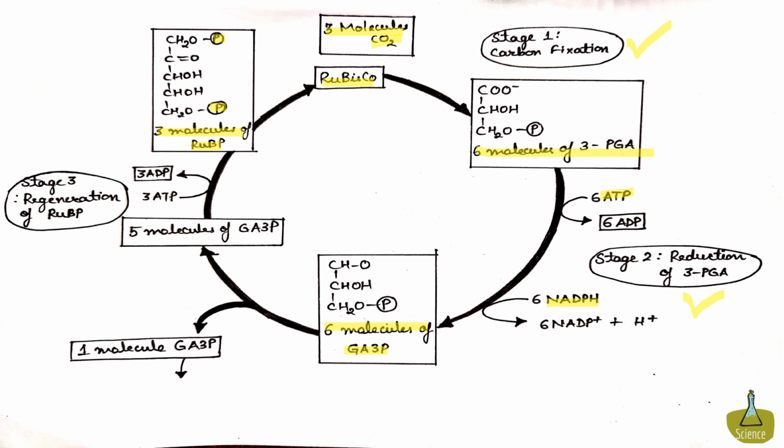Now out of these 6 molecules, one molecule of glyceraldehyde 3-phosphate exits the Calvin cycle for the formation of the glucose molecule, right? And the remaining 5 molecules of glyceraldehyde 3-phosphate regenerate into the 3 molecules of Ribulose 1,5-bisphosphate, and this cycle carries on like this by the addition of 3 ATP molecules. This third step is termed as the regeneration of the Ribulose 1,5-bisphosphate. So in this way, the formation of the glucose molecule takes place from the carbon dioxide molecule, right?